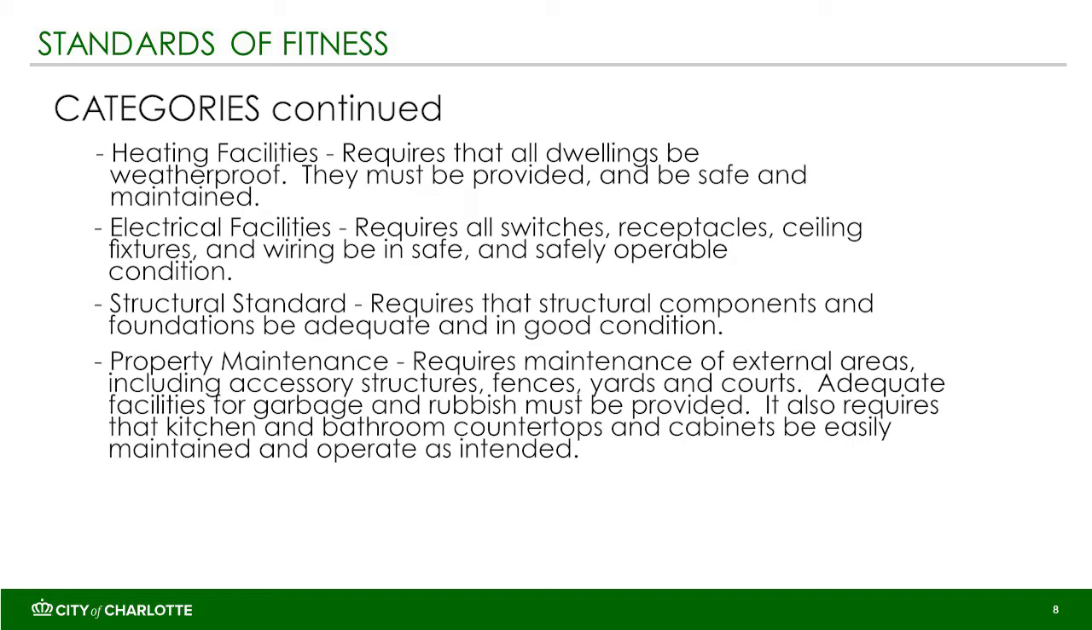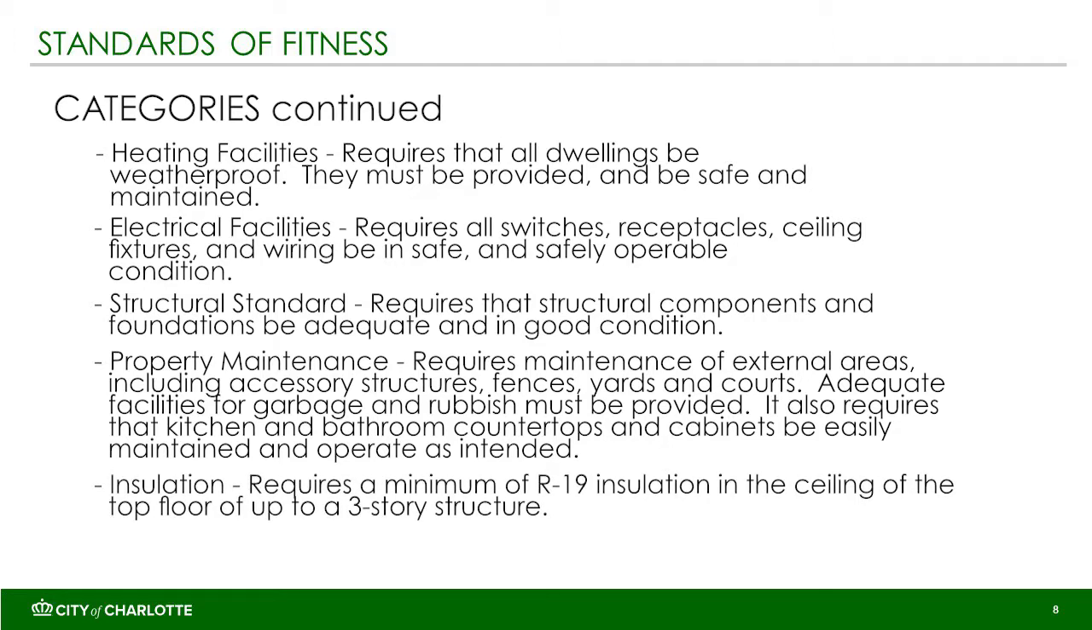The next section is property maintenance, which requires maintenance of exterior areas, including accessory structures, fences, yards, and courts. Adequate facilities for garbage and rubbish must be provided. This section also requires that kitchen and bathroom countertops and cabinets be easily maintained and operate as intended. The last section is insulation, which requires a minimum of R19 insulation in the ceiling of the top floor of up to a 3-story structure. There is no insulation requirement in the housing code for structures of 4 or more stories.